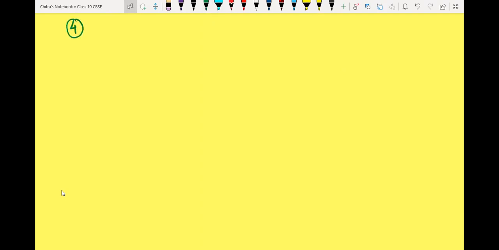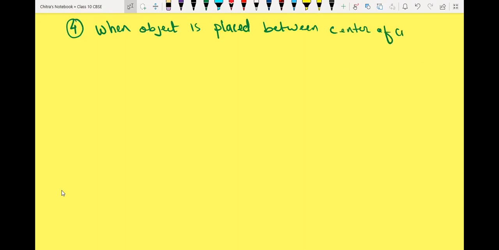Okay. Now we will place the object between the center of curvature and the focus. So when the object is placed between the center of curvature, beta, it is C1, or it is also called 2F1. So I'm writing in bracket number 1. So we have to draw first.